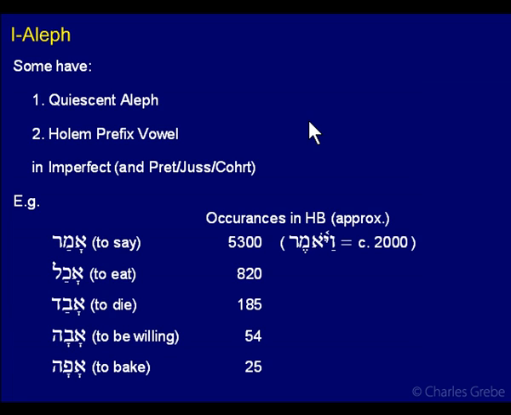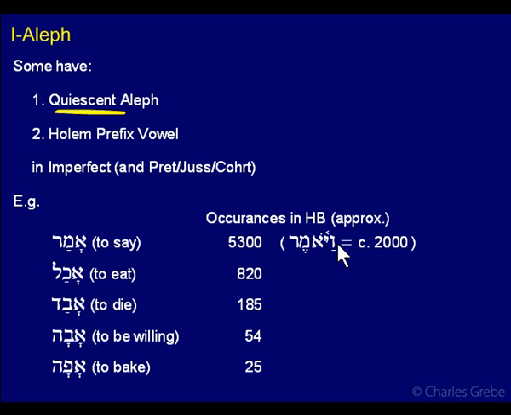Now, here we have an exception. However, it's an exception that's extremely common. Not in terms of the number of verbs, but in the usage. There aren't that many verbs that do this, but the ones that are, especially a couple of them here, are extremely common. So once you start reading text, you know this will be second nature to you. What happens with these is they have a quiescent Aleph. Quiescent means it goes silent, right? And as a result, or related to that, I don't quite know how these two go together, but they have a holum prefix vowel.